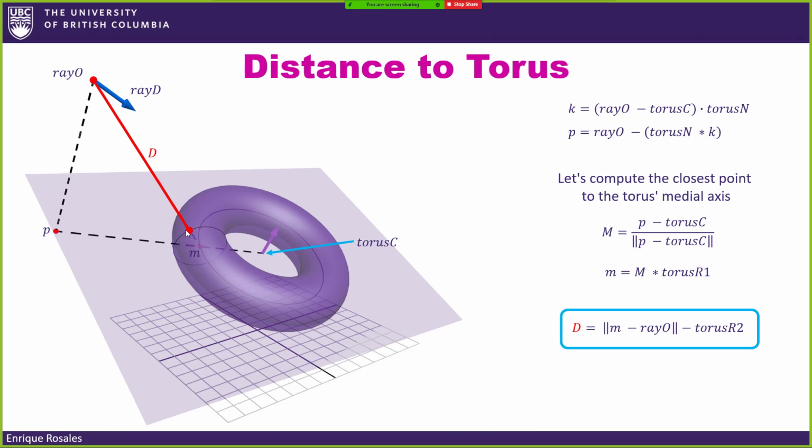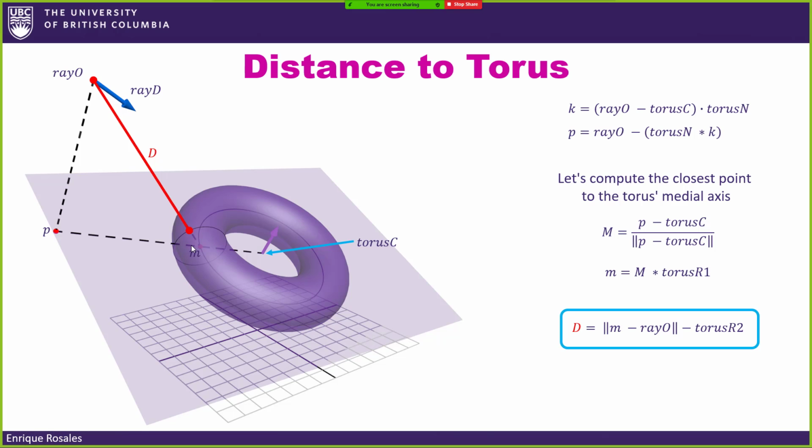So as you see, it's basically fragmenting the problem into different stages, segmenting the problem into different geometric entities, because we first computed the closest point to the plane, then the closest point to the medial axis, and then the closest point to the surface. That is basically what we are doing, right? Because from this point to the surface, this is also the closest point.